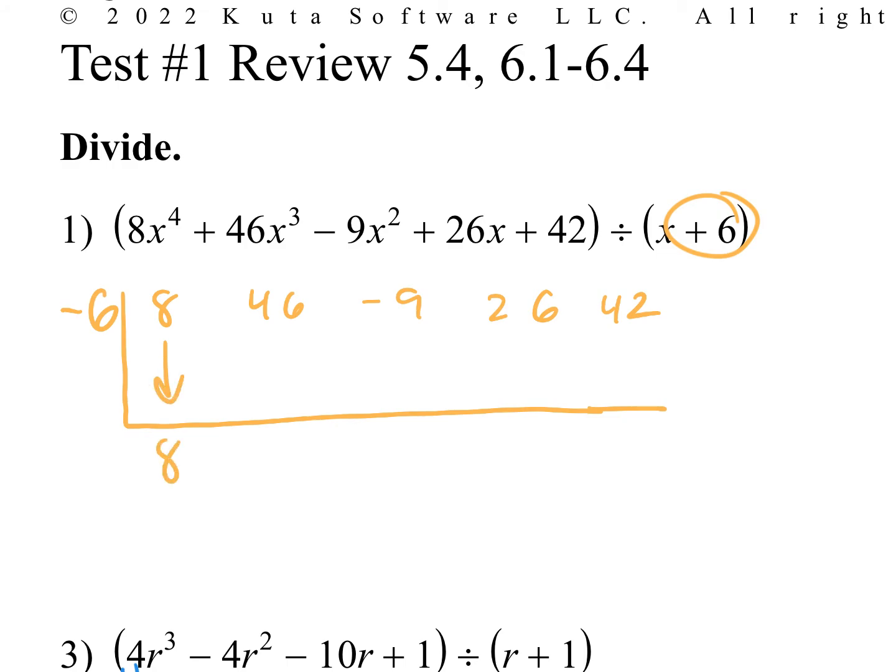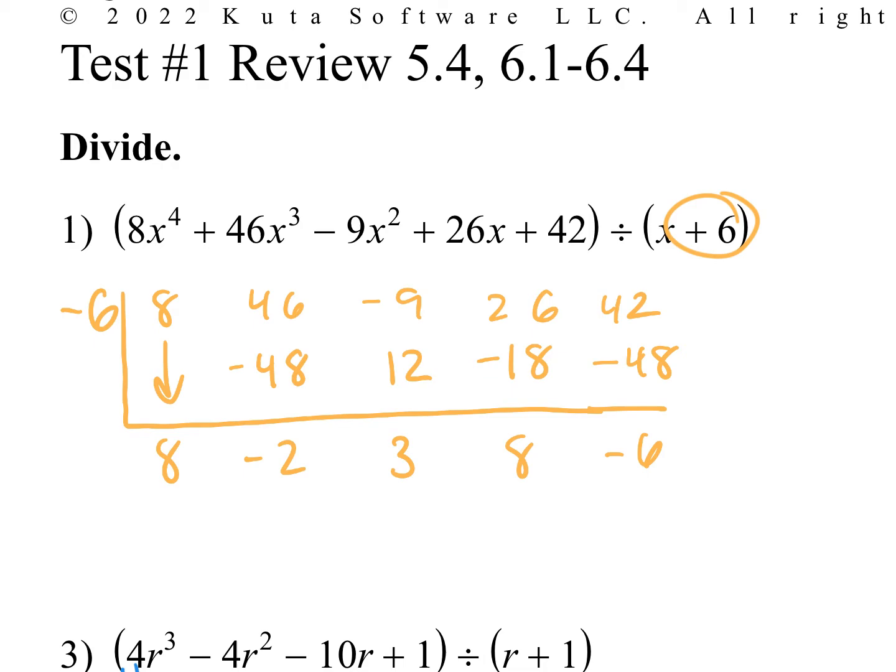6 times 8. Which is? 48. Negative 48. Alright. Then it's 94. Well, since it's negative, it becomes negative 2. Well, you have to change it to negative because that means all your numbers are different. Okay, then negative 9 plus 12 would be 3. This multiply, we get negative 18. Add, this would give us 8. Multiply, negative 48. Add, negative 6.